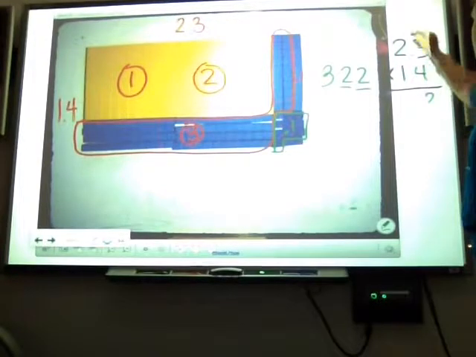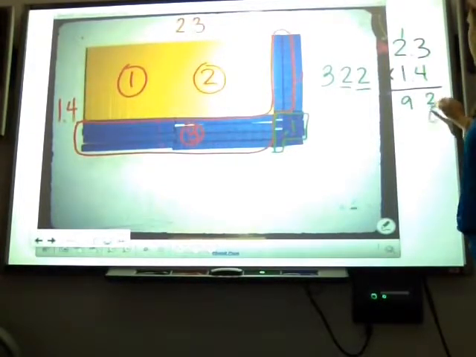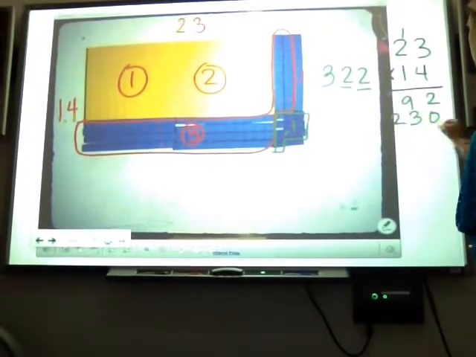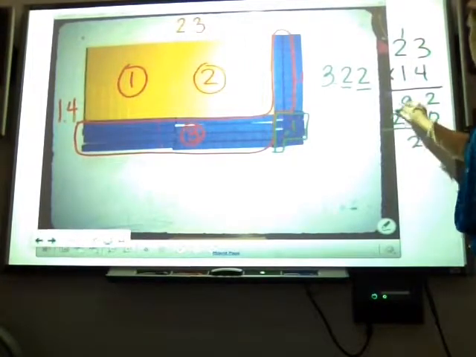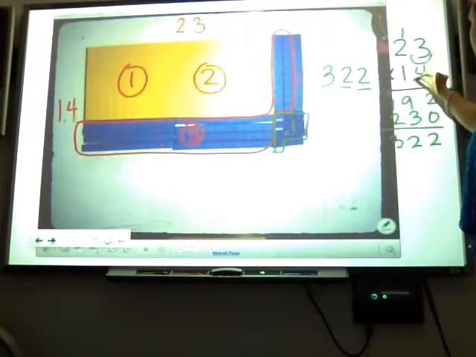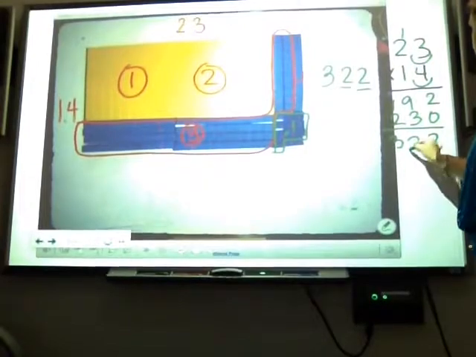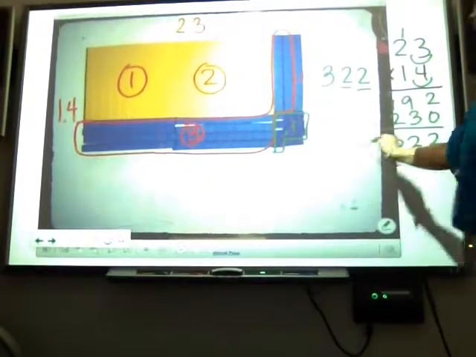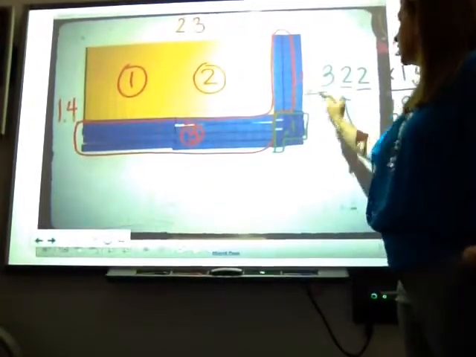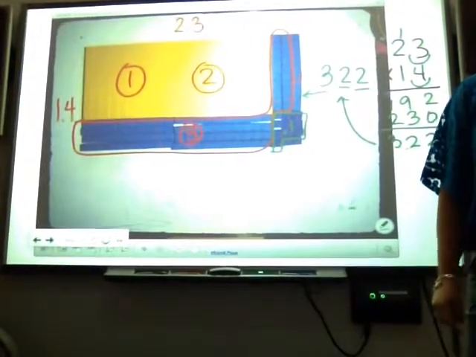4 times 3 is 12. Carry. 9, 3, 2, 2, 2, 3. I move when I multiply. Tenths, hundredths. 3 and 22 hundredths. 3 and 22 hundredths.